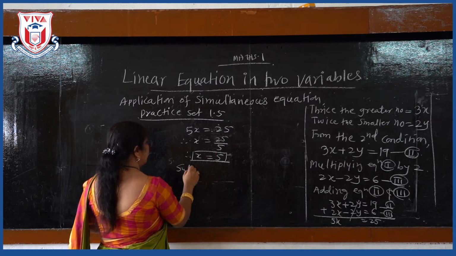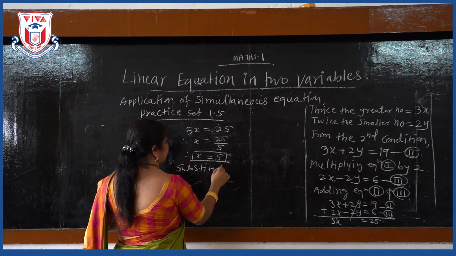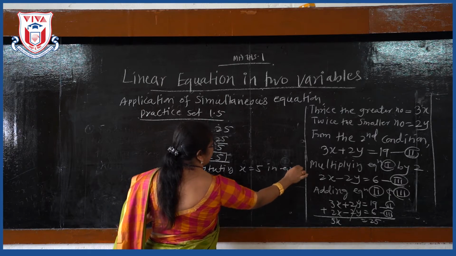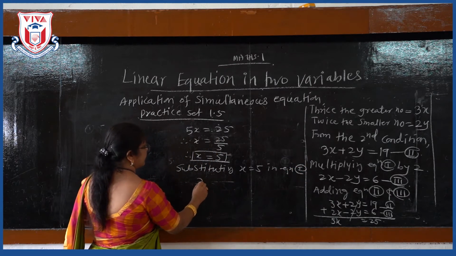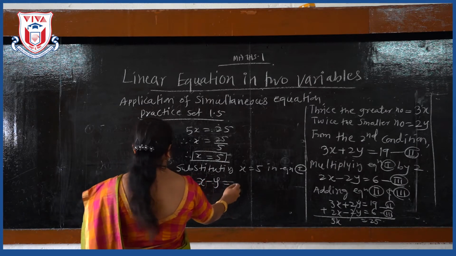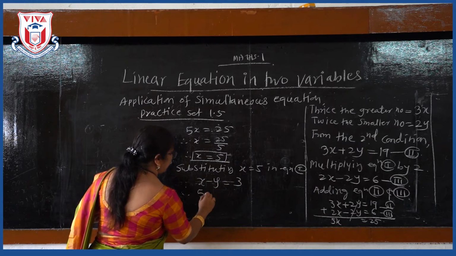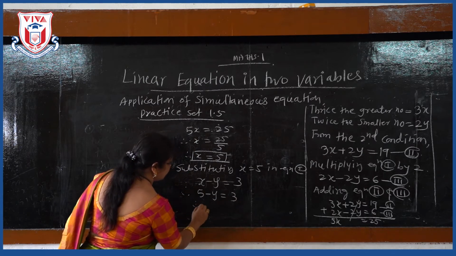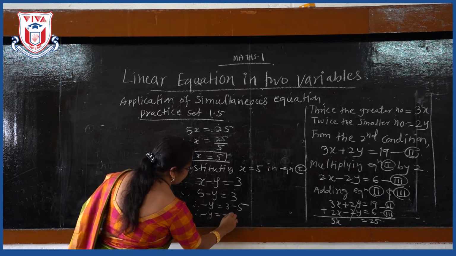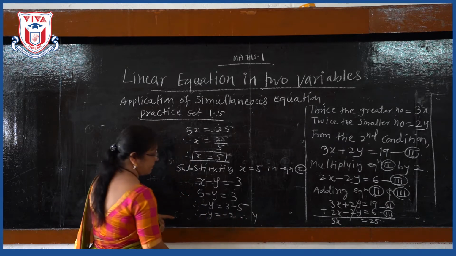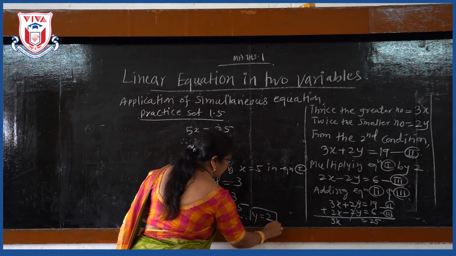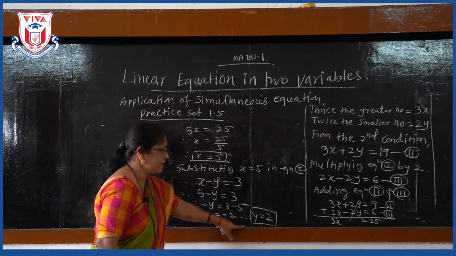Now substituting x is equal to 5 in equation 1. Equation 1 is x minus y is equal to 3. So 5 minus y is equal to 3. So minus y is equal to 3 minus 5, so minus y is equal to minus 2, and therefore by multiplying both sides by minus 1 we get y is equal to 2. So x is equal to 5 and y is equal to 2.